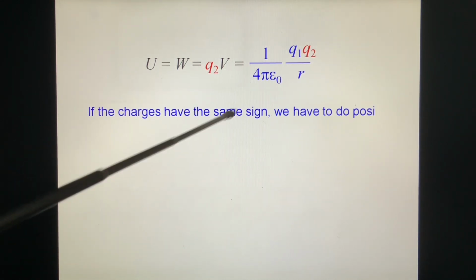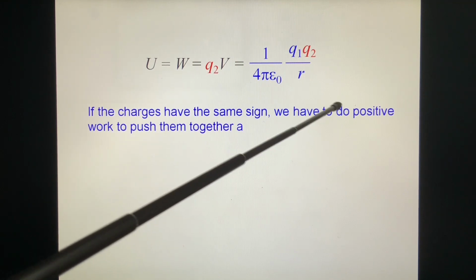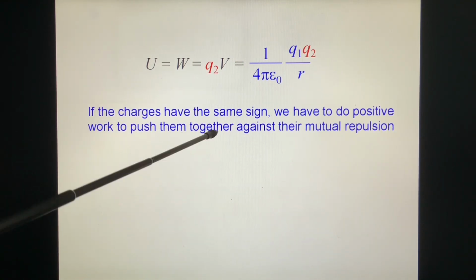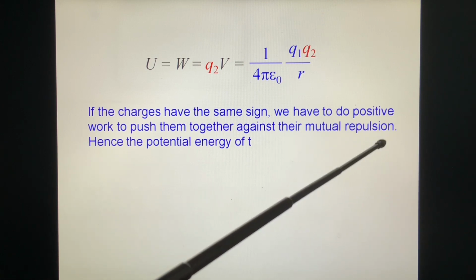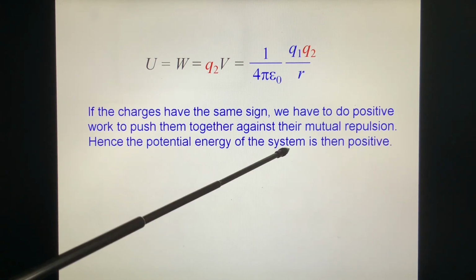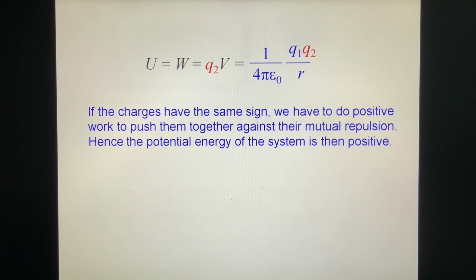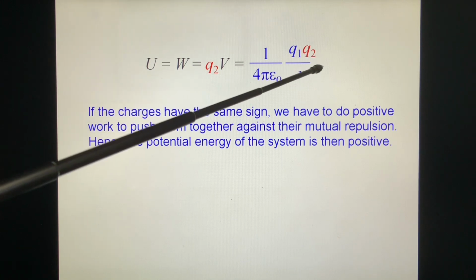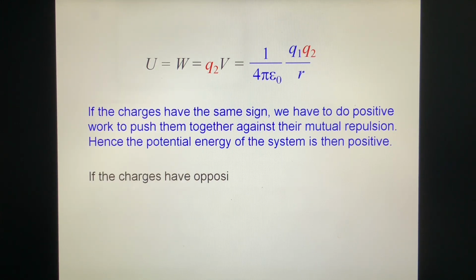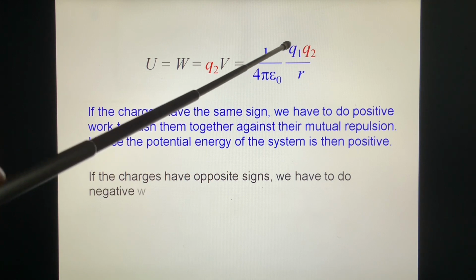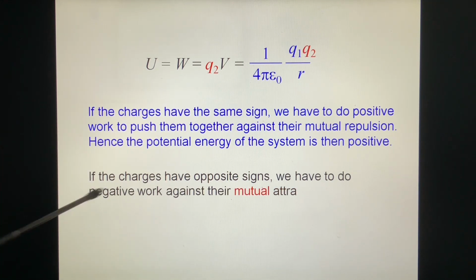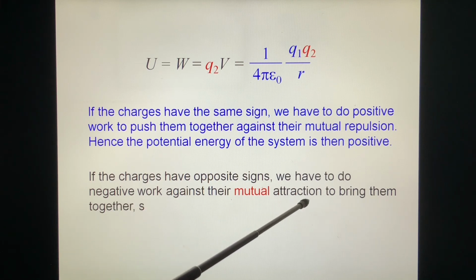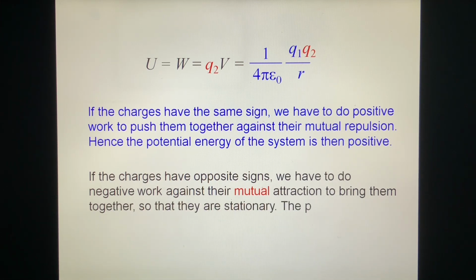If the charges have the same sign, we have to do positive work to push them together against their mutual repulsion. Hence, the potential energy of the system is positive because I do work on them. If the charges have opposite signs, the energy is a negative number, as we have to do negative work against their mutual attraction to bring them together so that they are stationary. The potential energy of the system is then negative.